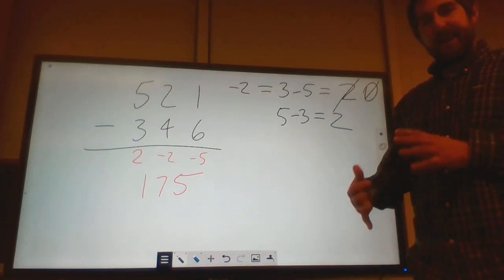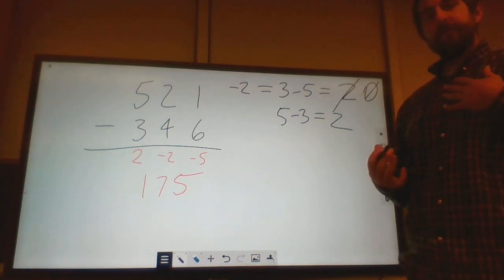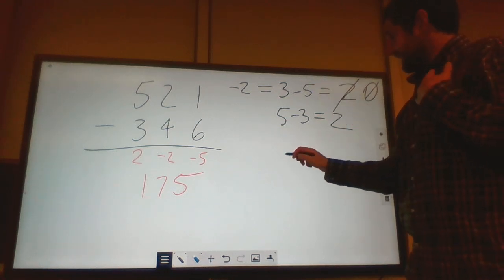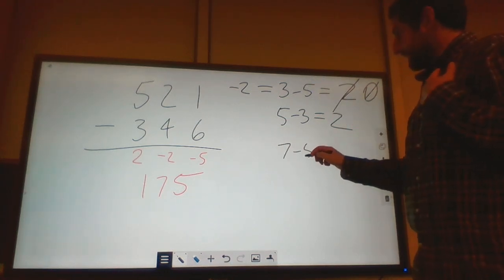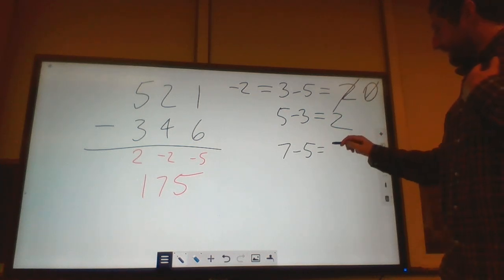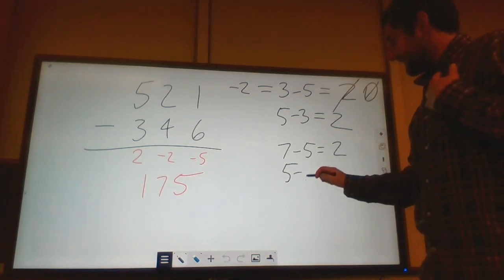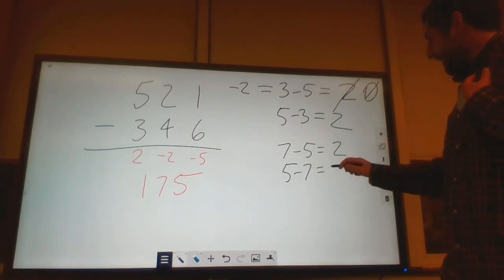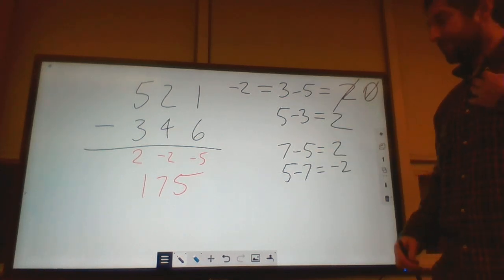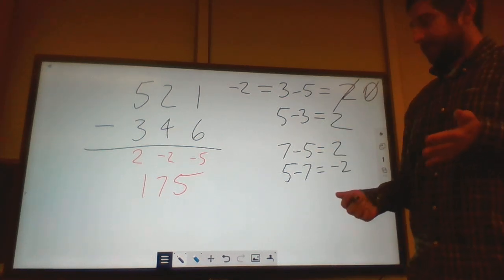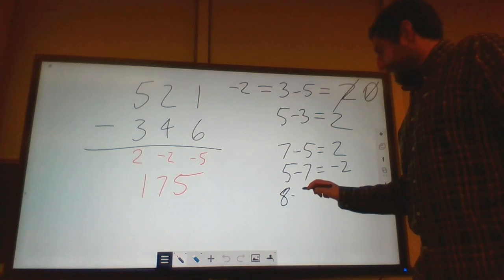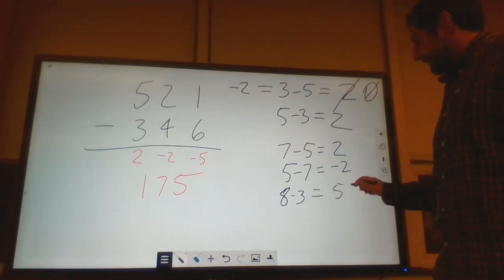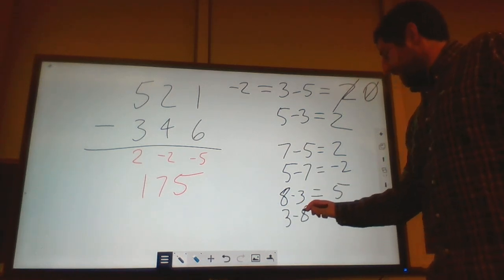And so I then started presenting her with pairs of problems. I would start with, what is 7 minus 5? And she would write, that's 2. And I'd go, all right, what's 5 minus 7? And it didn't take long at all. She was like, oh, that's negative 2, because I switched the numbers around. And she picked up on the pattern pretty quickly. What's 8 minus 3? Oh, that's 5. What's 3 minus 8? Oh, that's negative 5.